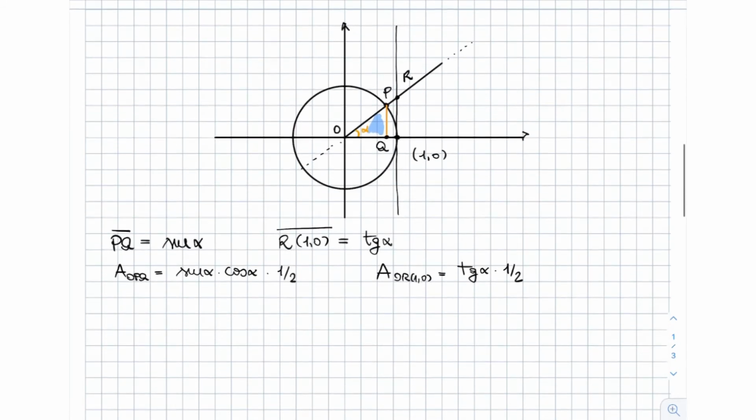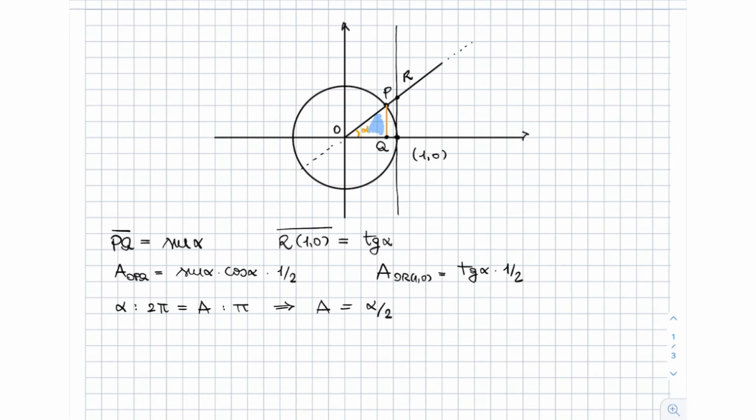And finally, we've got the angular sector whose angle is alpha. To compute the area of the angular sector, we can use the proportion: alpha is to 2 pi as the area of the angular sector is to pi. Therefore, the area of the angular sector is equal to alpha divided by 2.